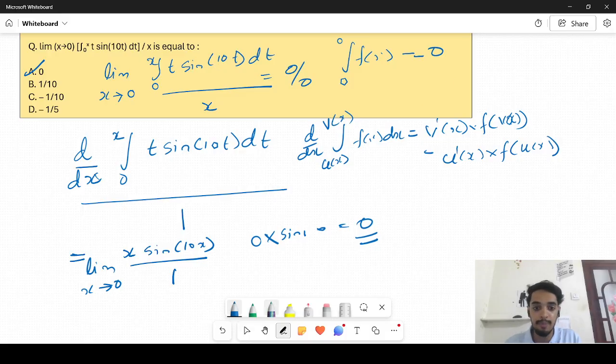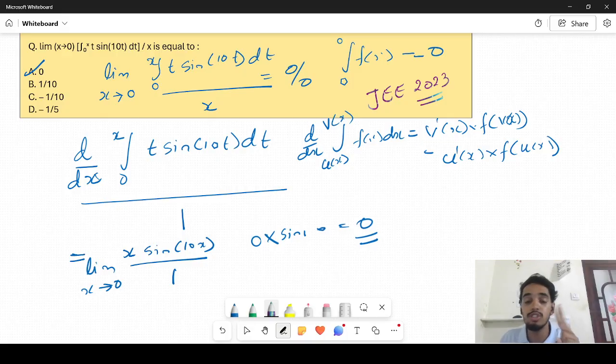This is also a JEE previous year question. I think it is a JEE 2023 question. Very easy. But in this question, what they have done is merged two chapters: the integration chapter as well as the limits chapter. So very easy, right? JEE means just combining different chapters and concepts, making it more creative.